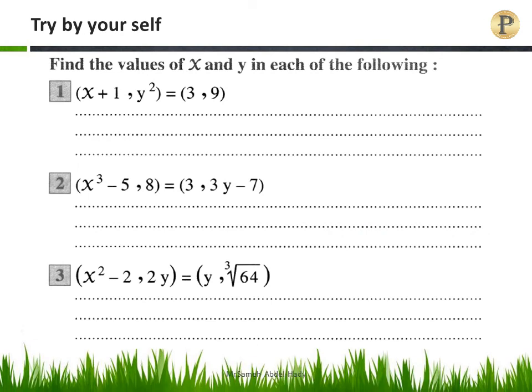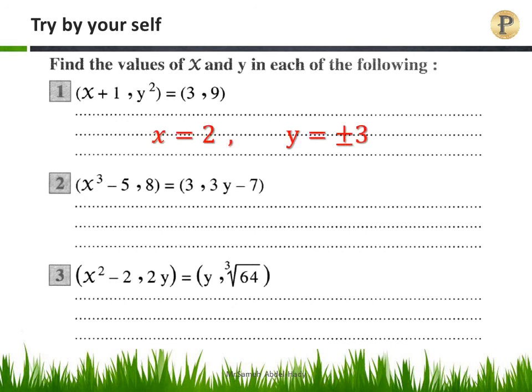Now you have to try by yourself. If you have (x plus 1, y squared) as an ordered pair equals the ordered pair (3, 9), find the values of x and y. Number 2: (2x cubed minus 5, 8) equals (3, 3y minus 7). Number 3: (x squared minus 2, 2y) equals (y, the cube root of 64). You have to try by yourself, but I will give you the final solution.